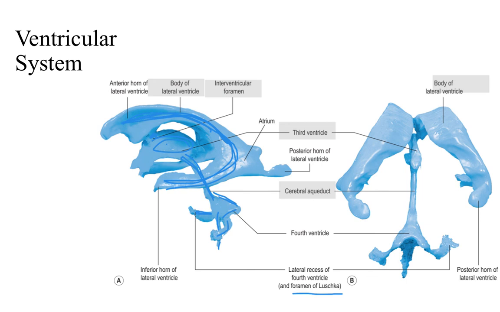And as far as the flow of cerebral spinal fluid goes, there is a good flow chart on page 93 of your bare bones workbook that shows how the fluid flows from the lateral ventricles all the way down to where it's supposed to go.